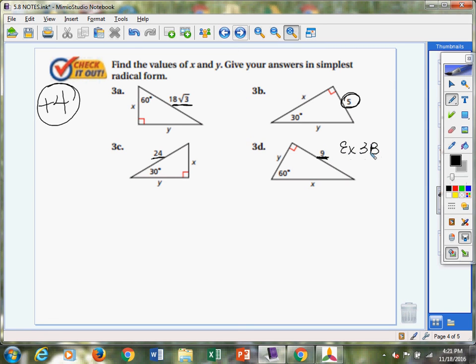Okay? So give it your best shot, and we'll check these tomorrow. Simplest radical form, please. No decimals. So you probably won't need your calculator very much.